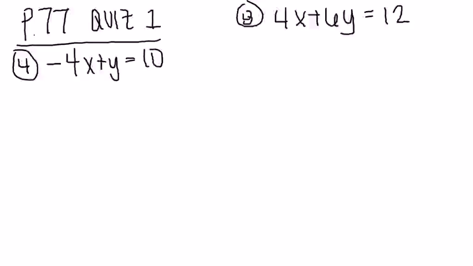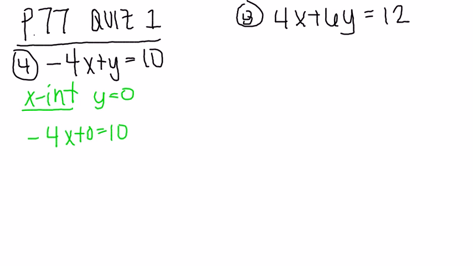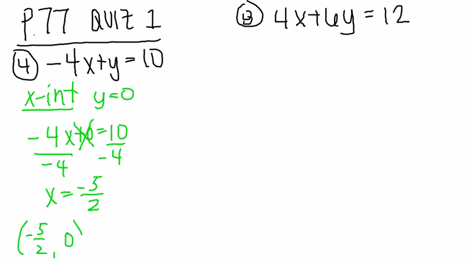So let's do that. To find the x-intercept, piece of cake, make y equal 0. So in order to do that, I'm going to plug y as 0 in that equation. I'm going to get negative 4x plus 0 equals 10, which means the 0, you can drop it right out of there and divide by negative 4, and lo and behold, you have x is negative 5 over 2. And it's the x-intercept, so make it a point. X is negative 5 over 2, and the y value is 0.